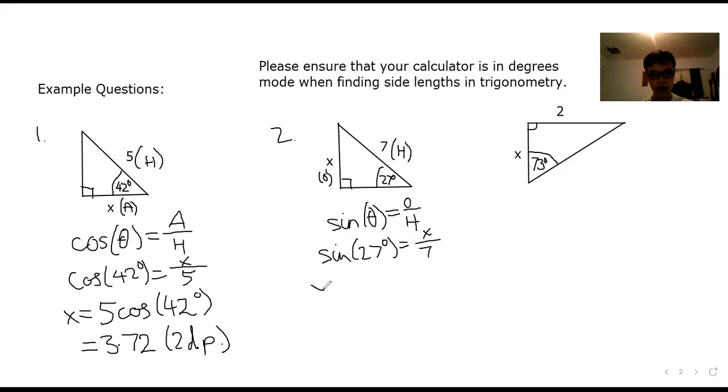So that gives us x equals 7 times sine 27. And then plugging this into our calculator, we should get 7 times sine 27. We should get about 3.18 as our side length for x, and that's in 2 decimal places.